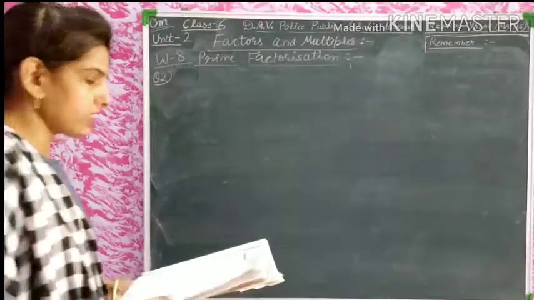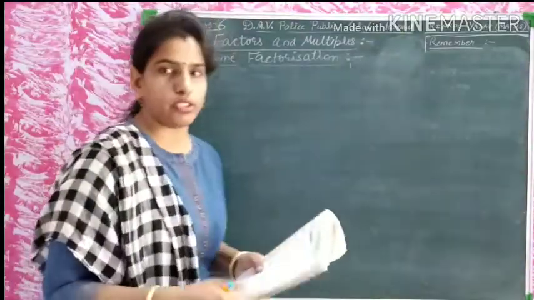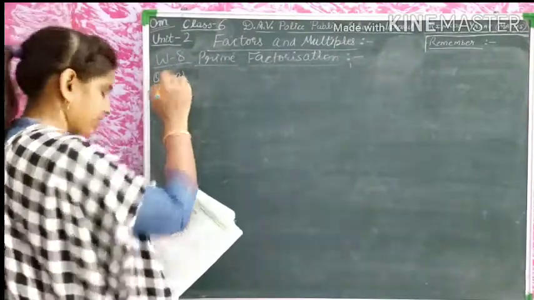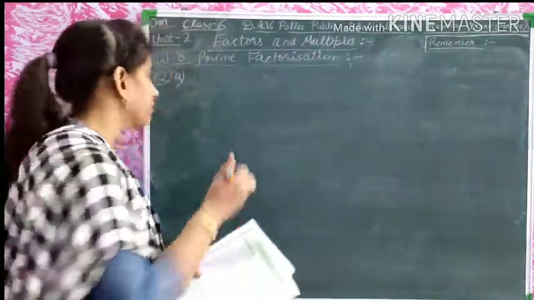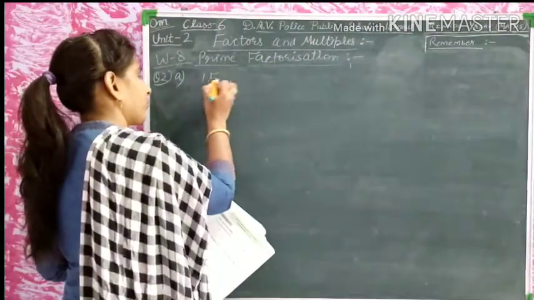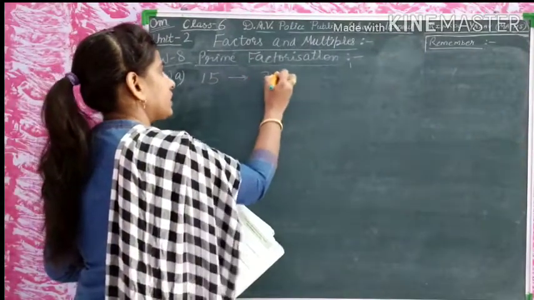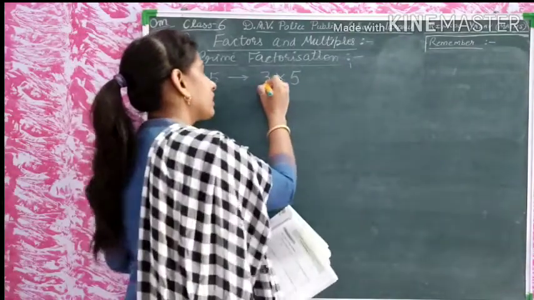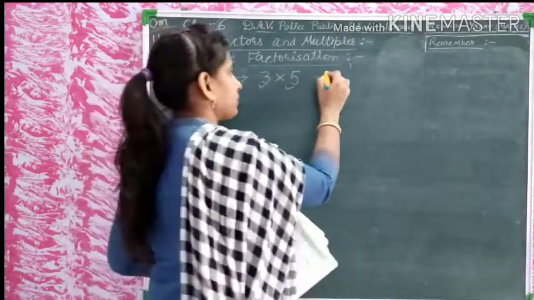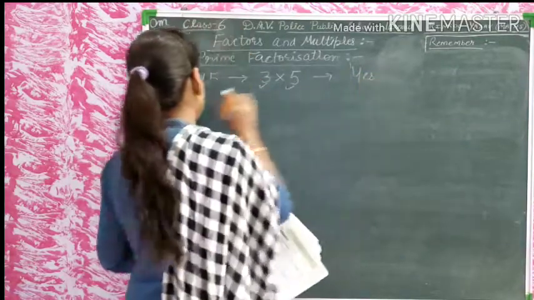So students, there is question number 2. In question number 2, there is part A. Let's see. The prime factorization of 15. Prime factorization of 15 is 3 into 5. Yes, because these are the prime factors. It means yes.